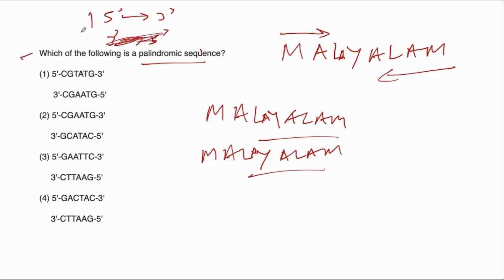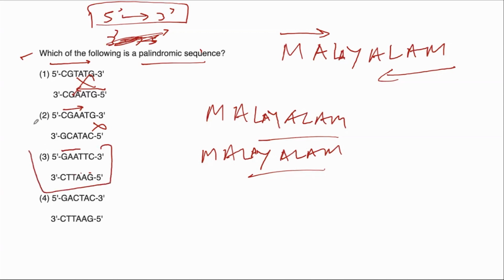Obviously, if I read from 5 prime to 3 prime, it will be the same. So there is a 5 prime to 3 prime, it is CGT. If I read from here, 5 prime again, C, again it's not there. So this one is wrong. Next, I have CGA. Here it is C, again it's wrong. Then again, we have GAA. It is in there, GAA, TTC.